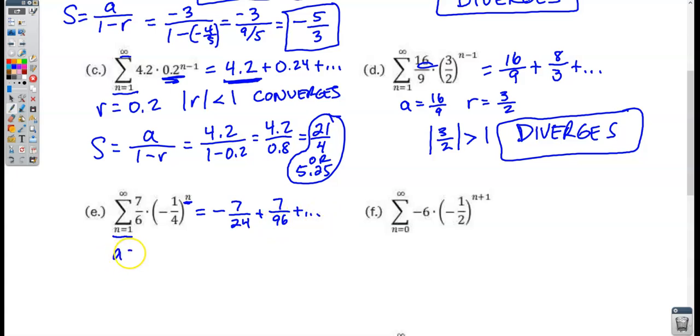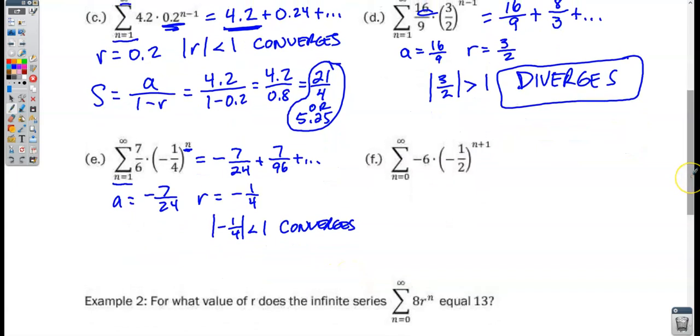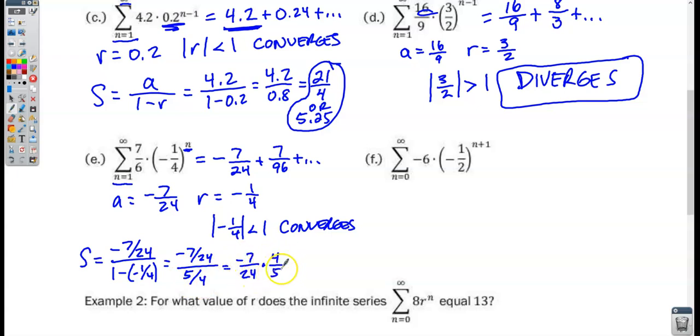And so our A value here is negative 7 over 24, and our R value is negative 1/4. The absolute value of negative 1/4 is less than 1, which means that this series converges. And then we can find the sum by setting up A over 1 minus R. So that's going to be negative 7 over 24, all over 1 minus negative 1/4. It's negative 7 over 24 over 5/4, which is negative 7 over 24 times 4/5.